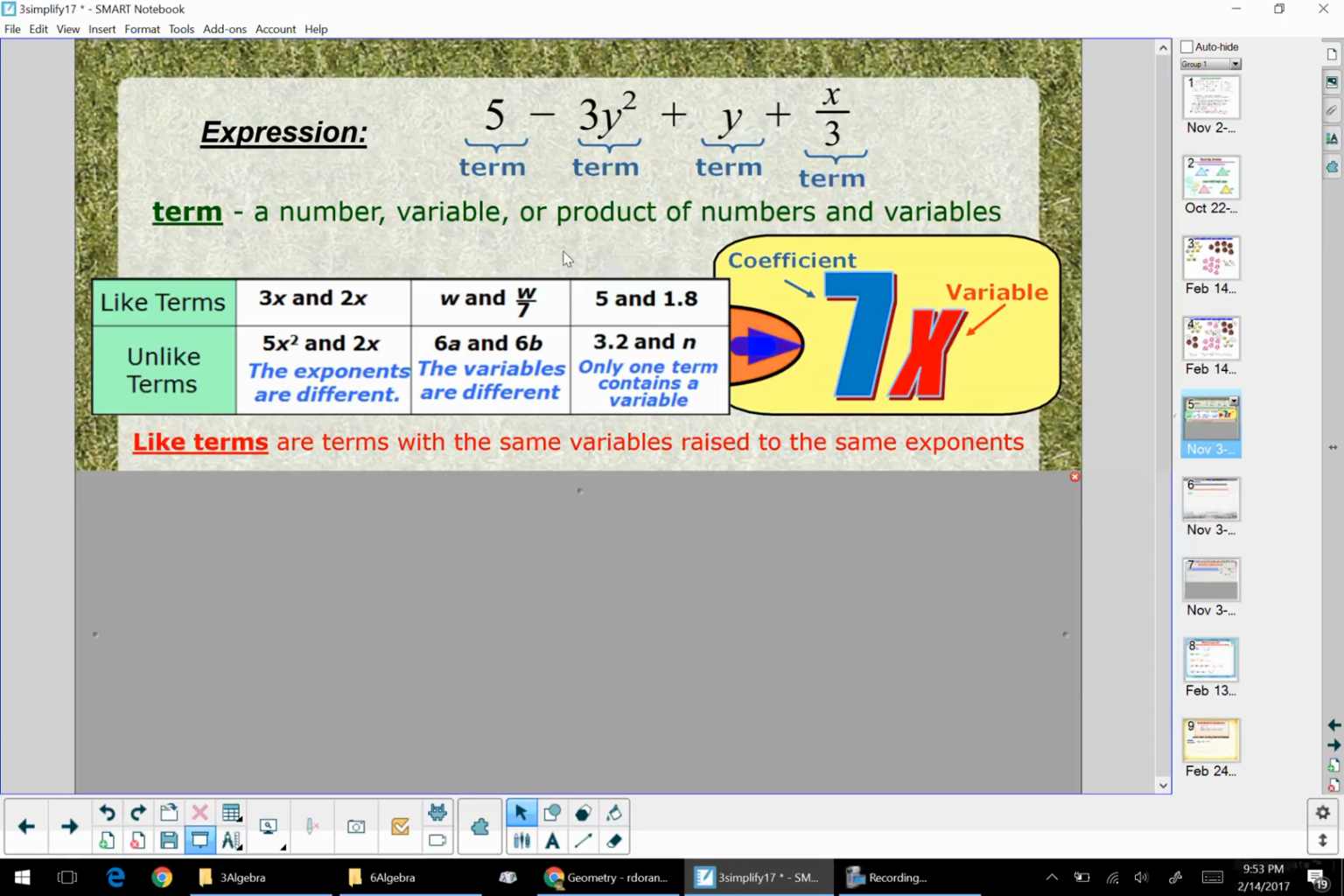Sound good? Excellent. So like terms are terms of the same variables raised to the same exponents. That's our problem with our x squared versus x. Hopefully that's all making sense. We'll do one more little example down here.